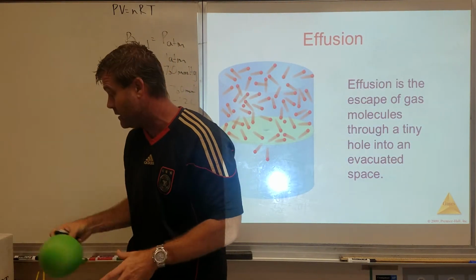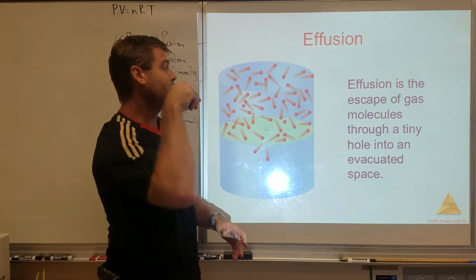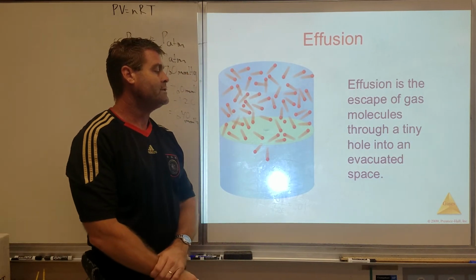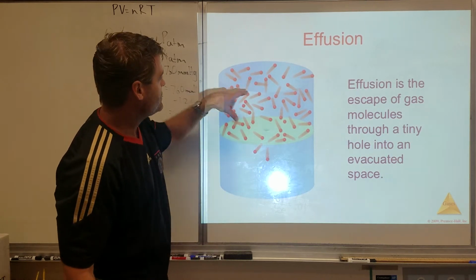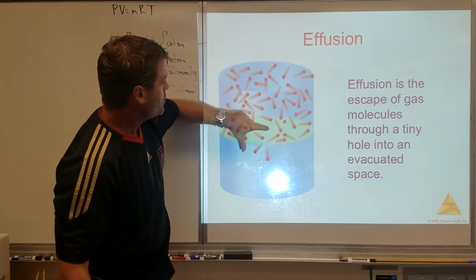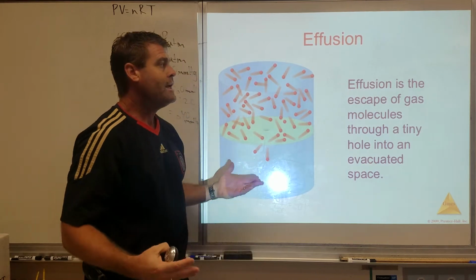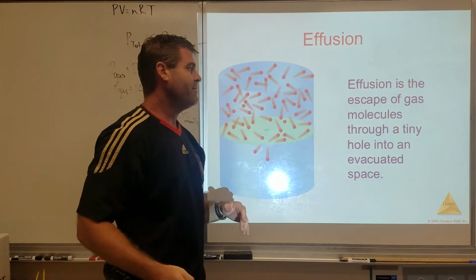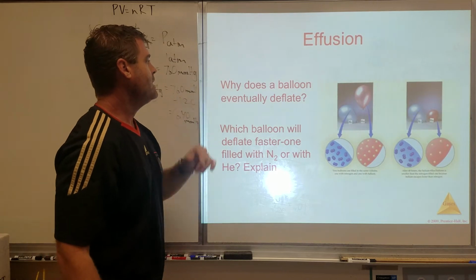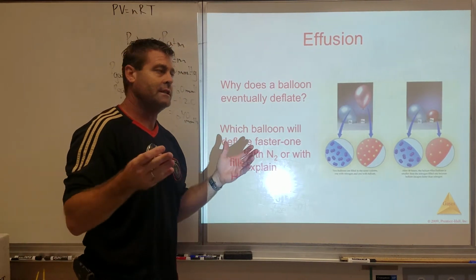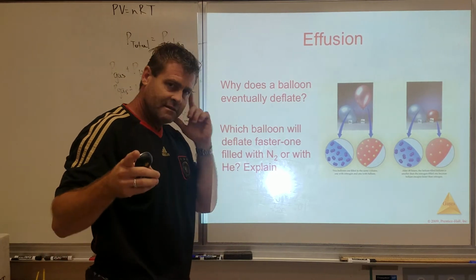Okay, here's another term for you guys. You guys got a bunch of terms, AP Chem. Effusion. Effusion is the escape of gas molecules through a tiny hole into an evacuated space. So just imagine you got a container, you got a hole. Just due to random molecular motion, some of those molecules are going to escape through the hole. The rate at which they do that would be the rate of effusion. Okay? So why does a balloon eventually deflate? You guys know when you have a party of balloons, you can leave it there, eventually it deflates. You guys know why that is?